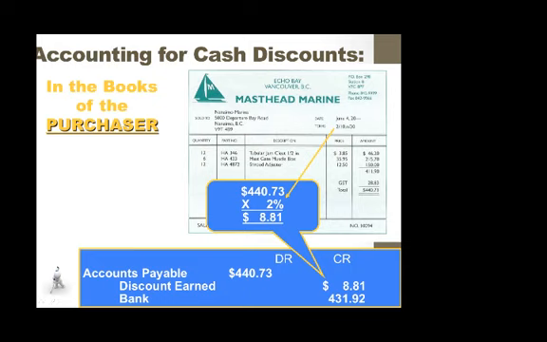How do we get the discount? Well, $440.73 times 2%, which is times 0.02, equals $8.81. So that's the discount. And this is an account that we're going to be using now with the merchandise company.